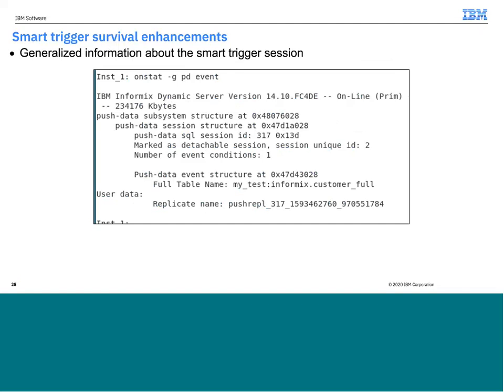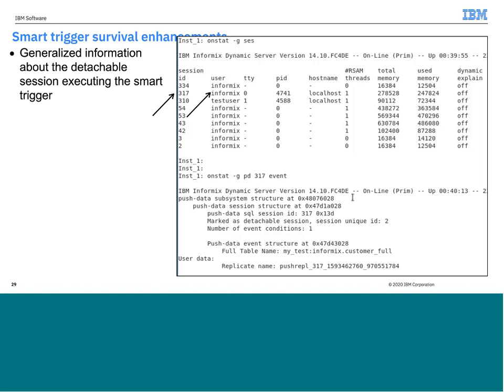So I do the onstat -g pd event. You can see there's my unique session ID of 2. There has been so far 1 event condition. Here's what the smart trigger is built on. It's on the customer full table. Gives you what the replicate name is if you want to go and investigate that. So this is the background metadata now on this smart trigger.